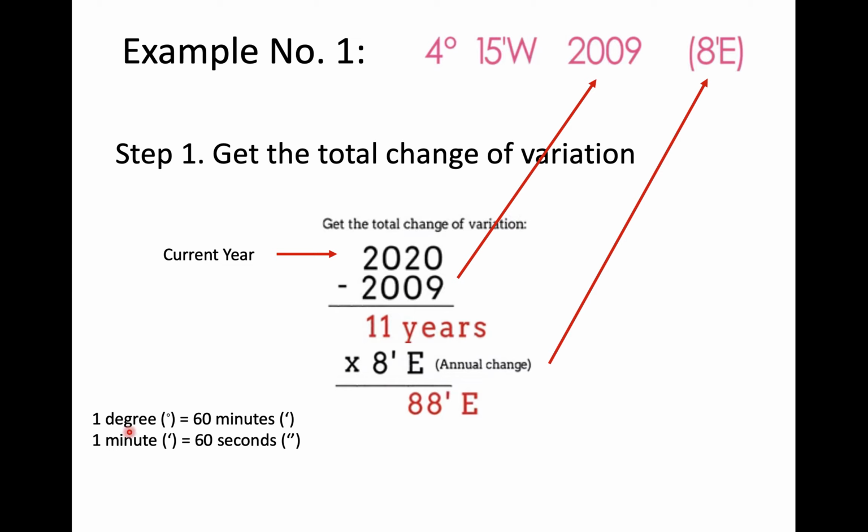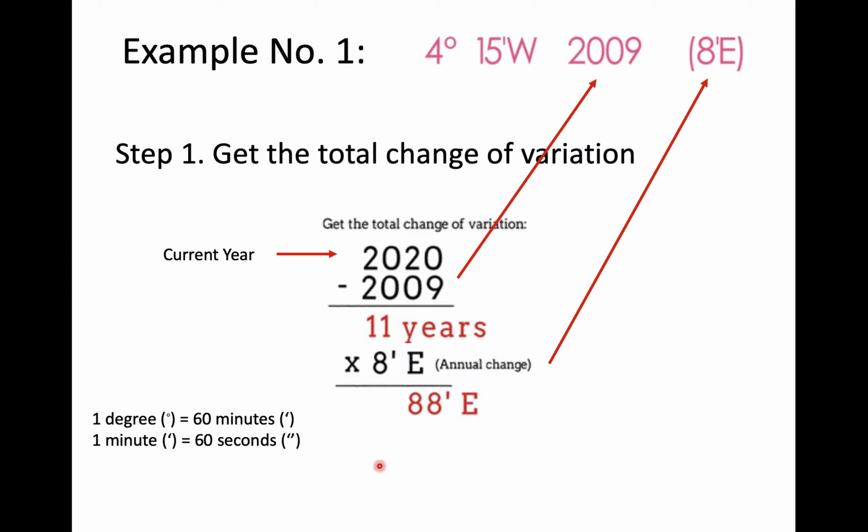This is a guide for you. 1 degree, not to be confused with the temperature. This is a degree, an angle. 1 degree is equivalent to 60 minutes. These are the symbols. 60 minutes, and then 1 minute is equal to 60 seconds. Now how do we convert 88 minutes into degrees using this table? Exactly, we have to divide 88 by 60 minutes to get the degree.